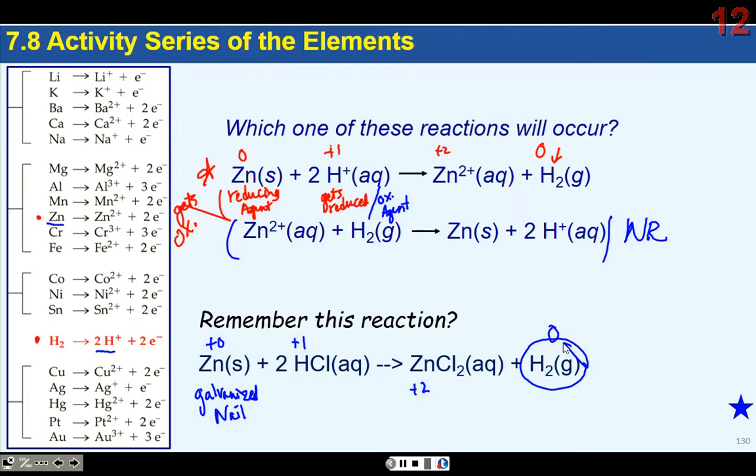All right, so that reaction was done in class also. If I had used a match, the hydrogen would have made a pop. Yes, the chloride ion is still at a -1 oxidation state. It was a spectator in that process.